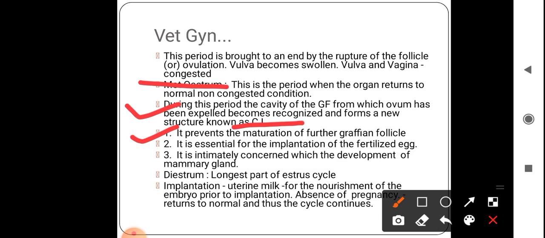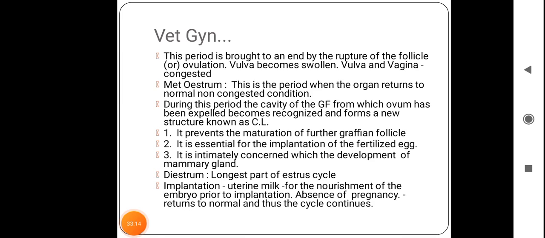So when the corpus luteum forms, what happens? It prevents the maturation of further Graafian follicles. It gives a signal to the body that the sperm has been received, and the corpus luteum, which is responsible for implantation of the embryo, is in the process of formation. So no further Graafian follicles are needed. It prevents the formation of more Graafian follicles.